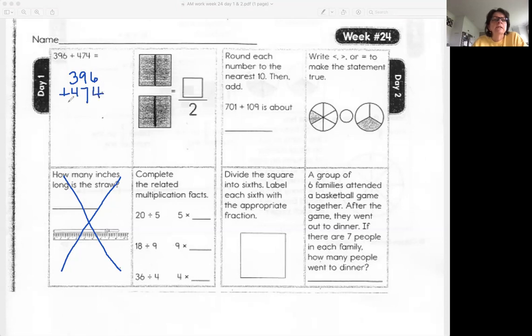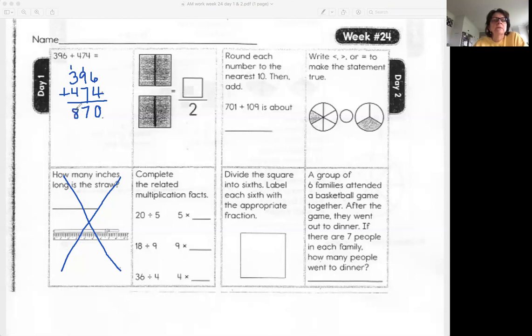So if I add the ones, 6 ones plus 4 ones is 10 ones. Yep, 10 ones means the same as 1 ten and 0 ones left over. Then I add the tens: 1 ten plus 9 tens plus 7 tens is actually 17 tens. So that means 7 tens and 1 hundred. And then last but not least, I will add my hundreds. 3 hundreds plus 1 hundred is 4 hundreds, plus 4 more is 8 hundreds. 870.